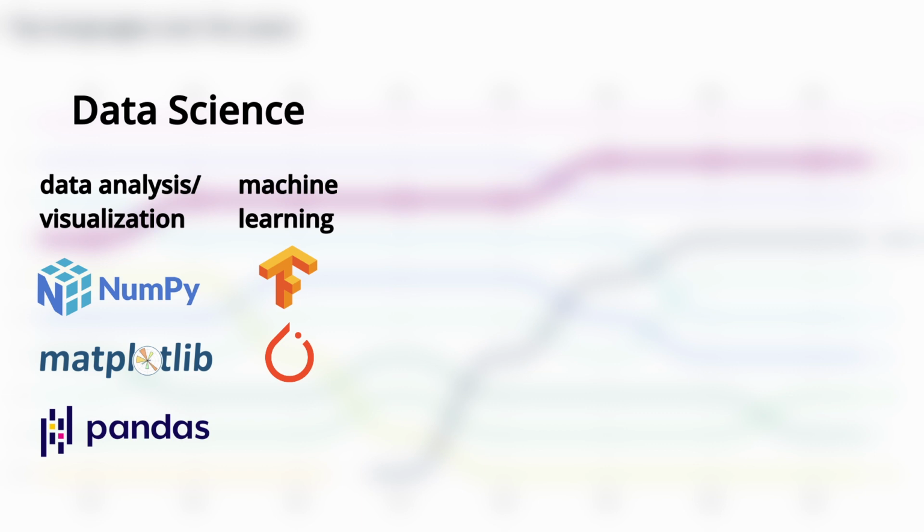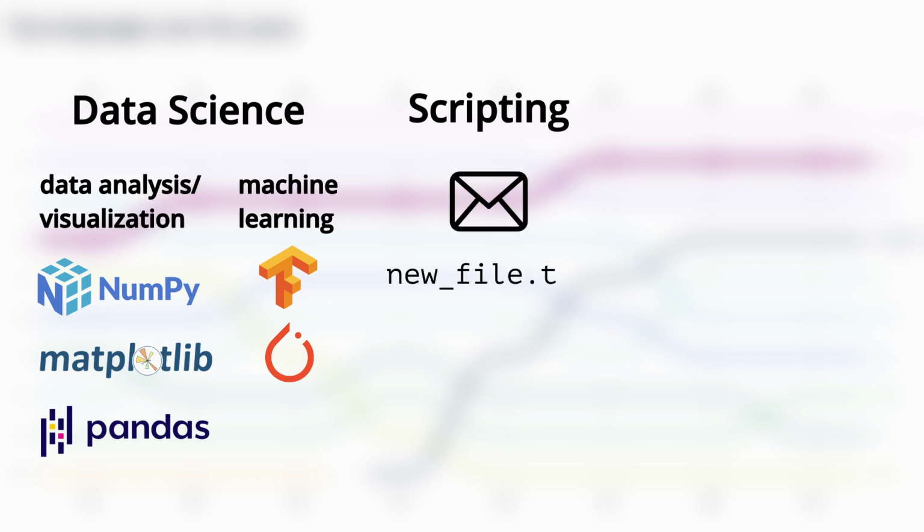So besides analyzing and visualizing data, we can also do, for example, machine learning with libraries such as TensorFlow or PyTorch. Going outside of the data science fields, we can also use Python for scripting. So we write scripts that automate boring tasks such as replying to emails, renaming files, or filling out PDFs.